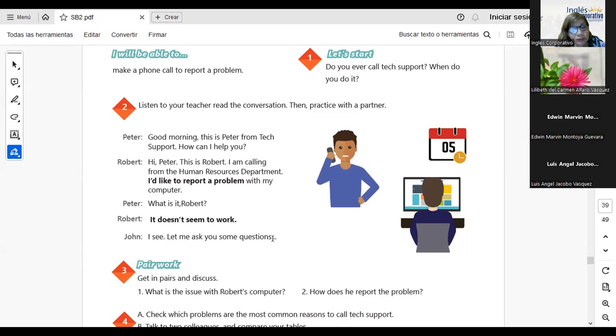And the conversation finished, right? So you go to the breakout rooms, practice the conversation with a partner, but remember, change no computer, printer. The problem, different problem. Okay? Now let's go to the breakout.